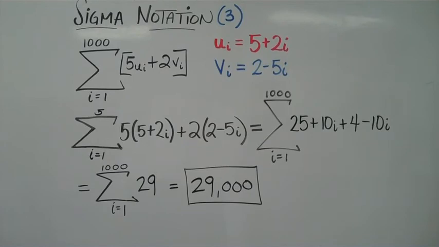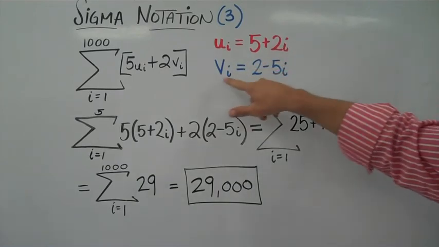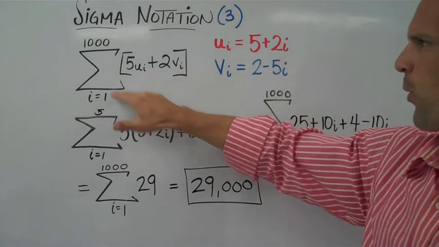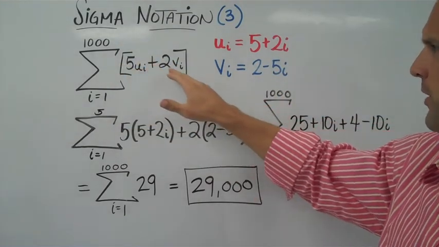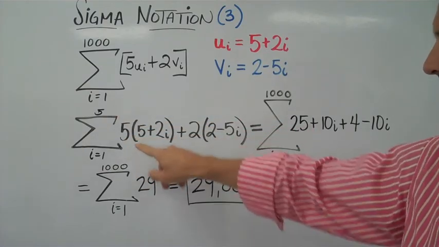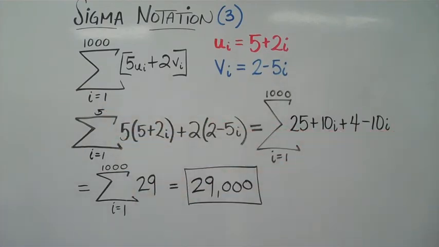Here's another problem with sigma notation. Again, our u_i is 5 plus 2i, and v_i is 2 minus 5i. And we're asked to sum from 1 to 1,000 of 5u_i plus 2v_i. Well, we know, of course, that we could distribute, and we can move constants out in front, and we can take the sum of a constant by multiplying this by the top number there. Well, this is a new way to look at it.